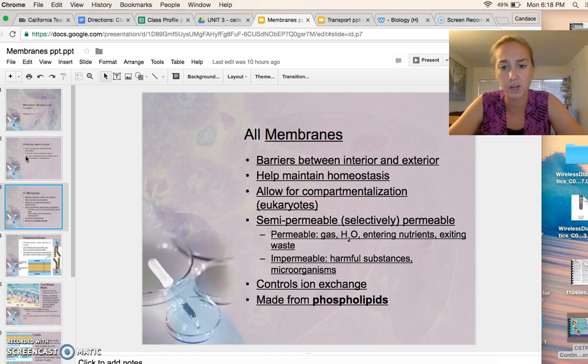They also allow for compartmentalization in eukaryotes. You guys learned last week that eukaryotic cells have membrane-bound organelles, and they have, as a result, different compartments within them. So you've got a compartment for the nucleus that's surrounded by a membrane. You've got a compartment for the mitochondria. You've got a compartment for the chloroplast, as in plant cells. And membranes allow for different sections in the cell.